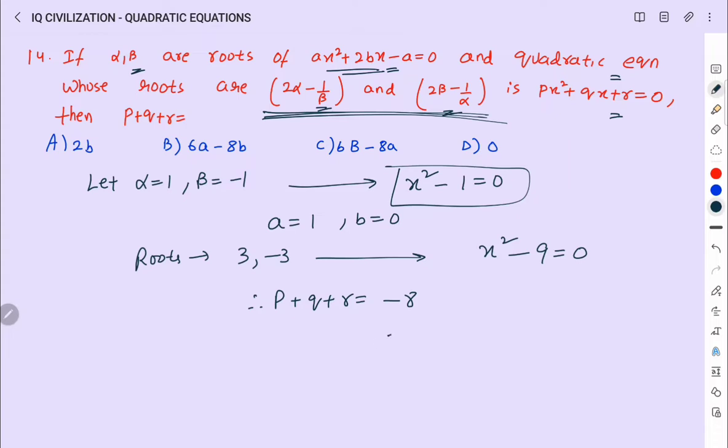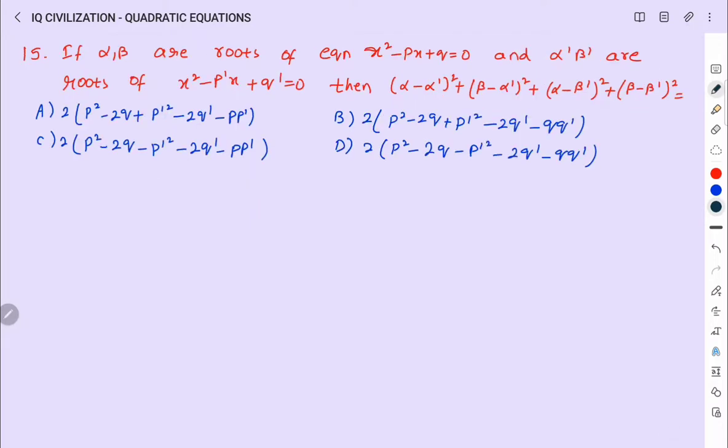So how come this PQR? From this equation, a value, b value I know. Again, from this I will start comparing, and from this I will get px square, and that from PQR equals to minus 8.